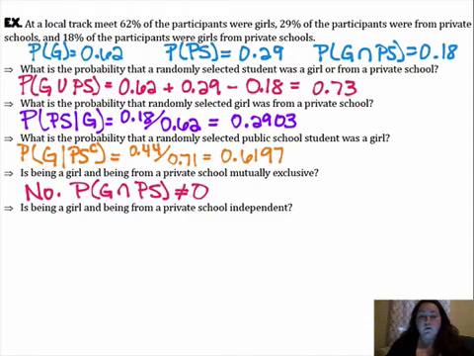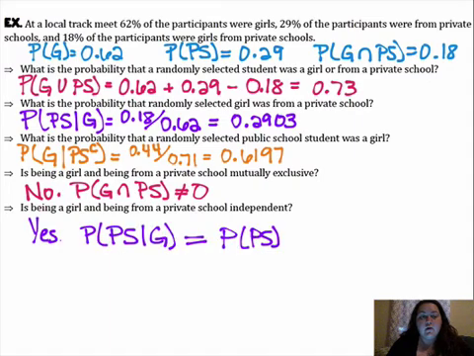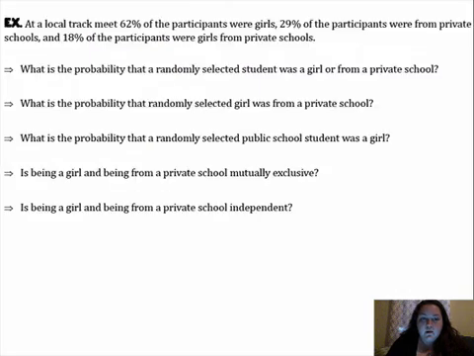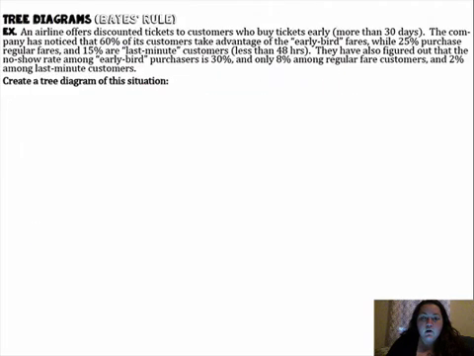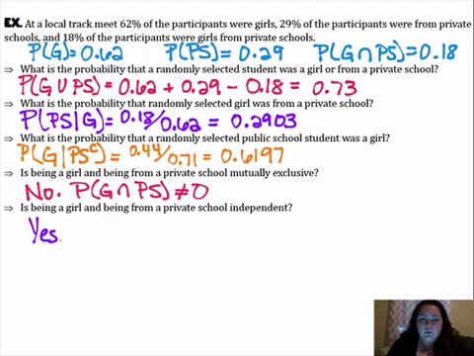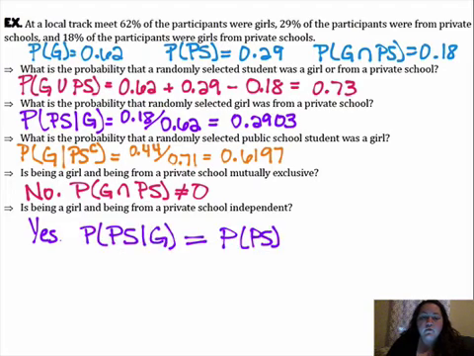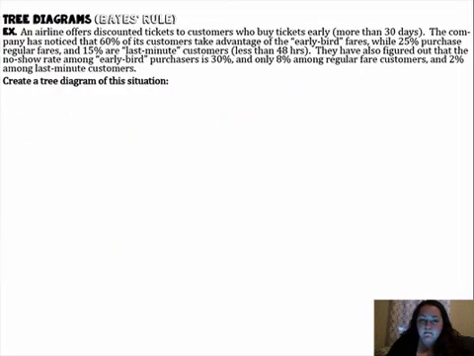Is being a girl and being from private school independent? All right, so yes. If I look at the probability that they're from private school, given they're a girl, is that equal to the probability that they're from private school? Well, private school, given they're a girl, was 0.2903. And the probability that they are from private school was 0.29. So those are very, very close, so we would say yes.